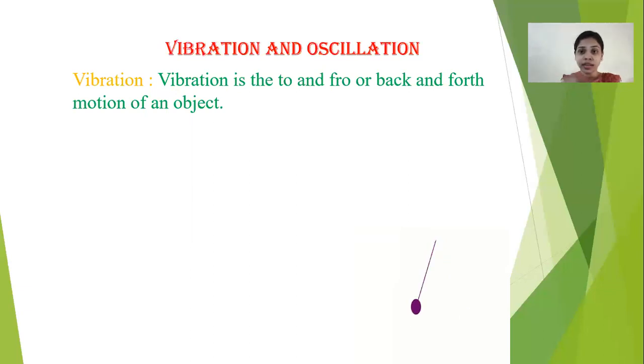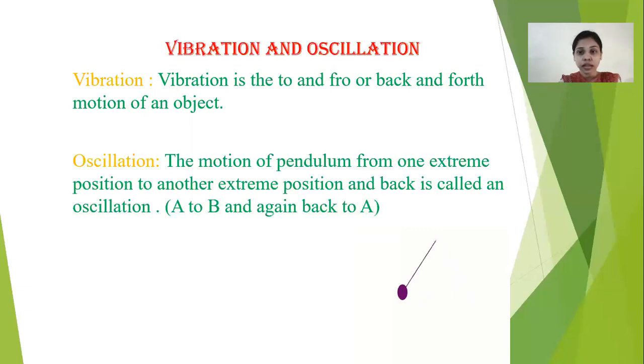Now related with this term, we learn about the oscillation. Now what is the oscillation? How do we count how many oscillations the pendulum performs? The oscillation is nothing but the motion of a pendulum from one extreme position to the other extreme position. Extreme means the end points of the pendulum. And back is called an oscillation.